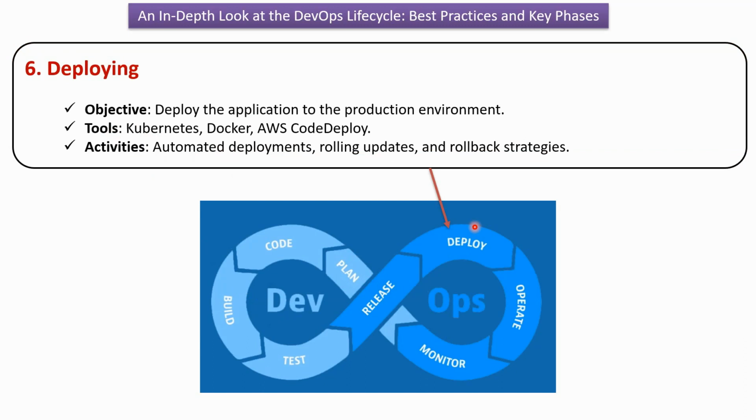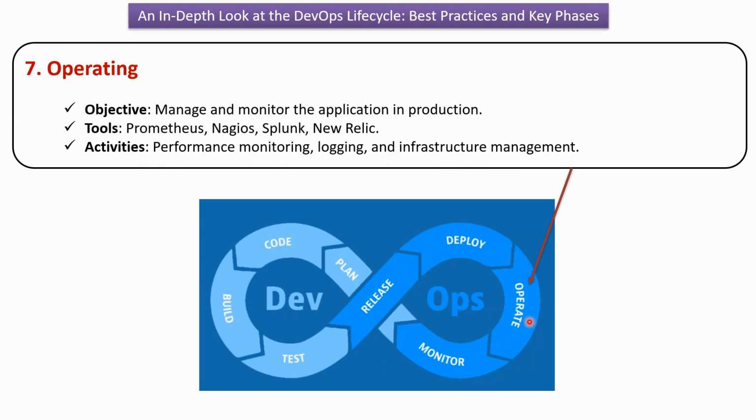Sixth step is deploying. The objective is to deploy the application to the production environment. Tools used are Kubernetes, Docker, and AWS CodeDeploy. Activities involved are automated deployments, rolling updates, and rollback strategies.